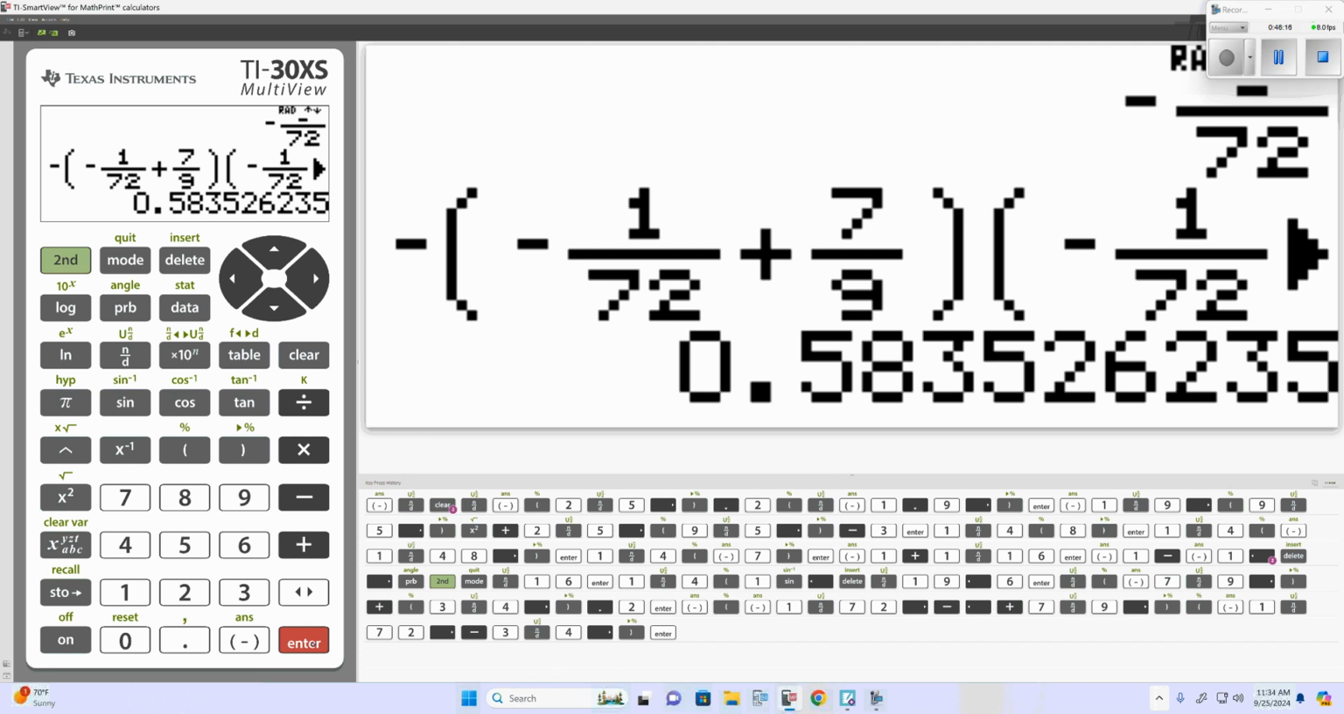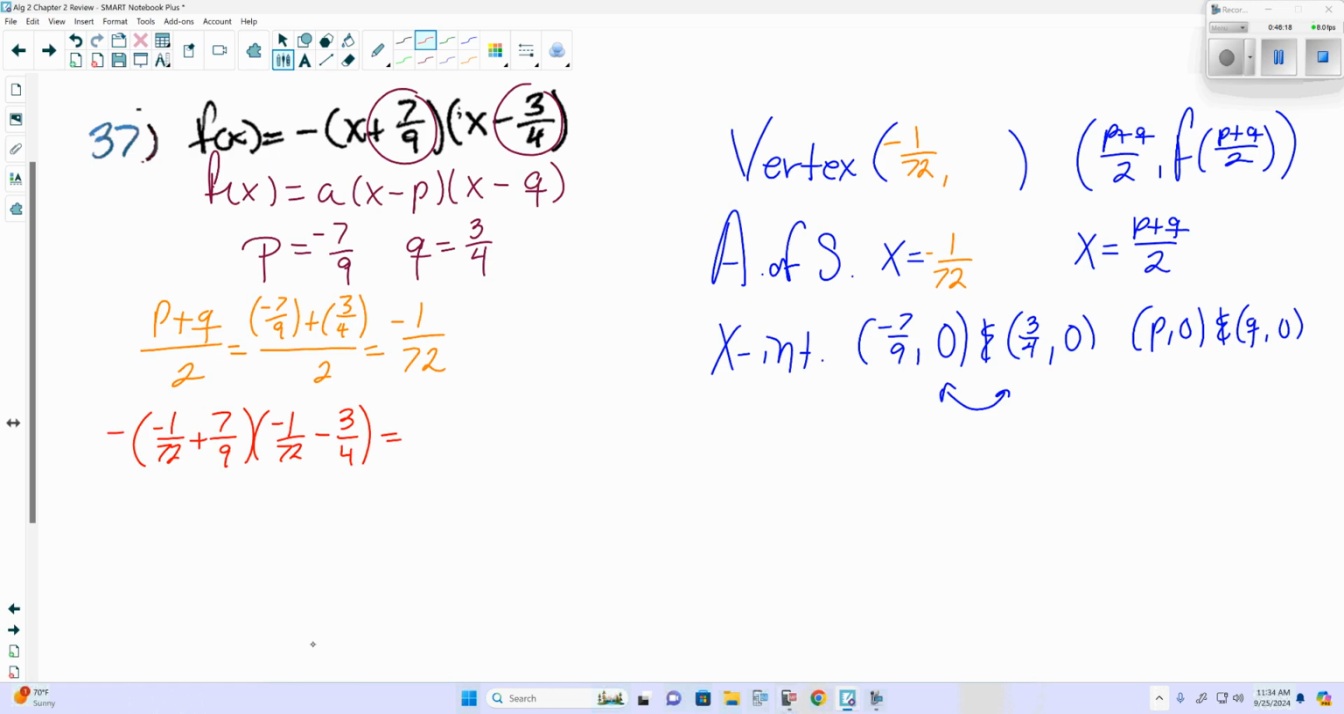So 0.85835. And for those that are curious, this is actually 3,025 over 5,625. That's part of the reason it really didn't convert it back.